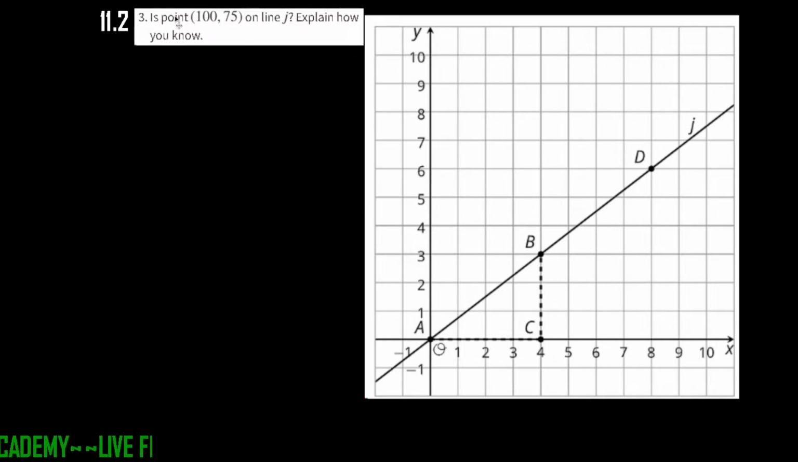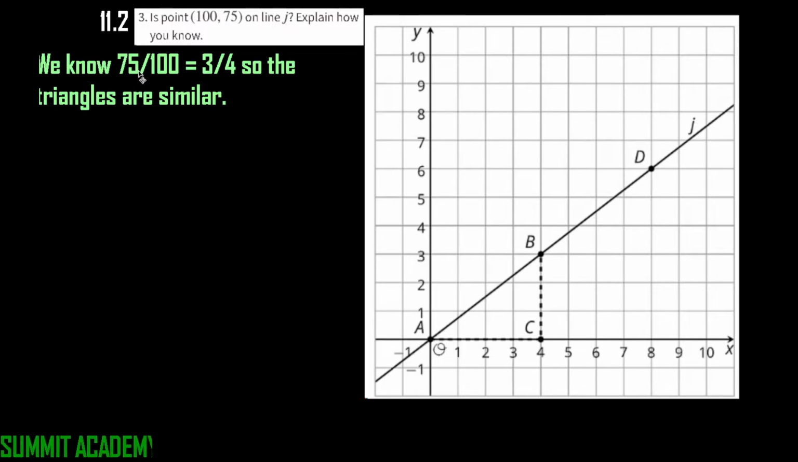For number 3, it says, is the point 100, 75 on the line J? Explain how you know. We know that 75 over 100 is equal to 3 over 4. Again, notice how those equivalent ratios are the same, so those triangles are similar. As long as it's on that same line J, meaning the slope is 3 over 4, we're good. Again, change in y over change in x. That's why we have 3 up and 4 to the right.